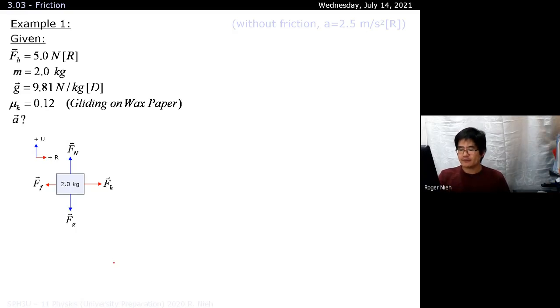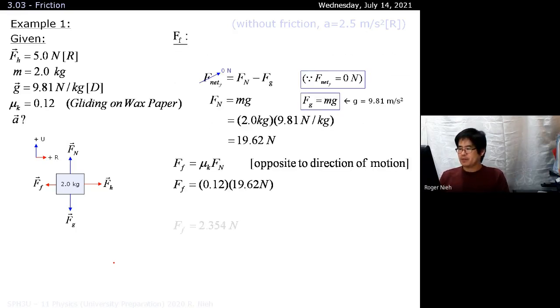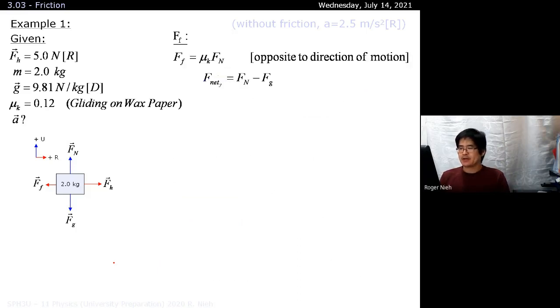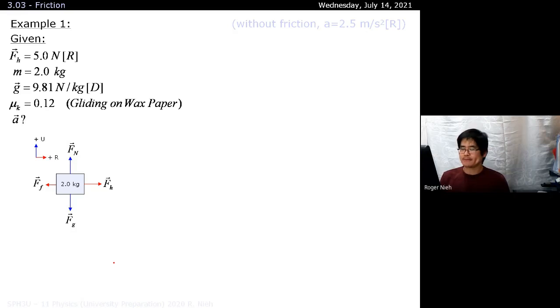Now that we have the free body diagram completed, let's start solving this problem. I'll solve it with you in real time. It is pre-animated, but maybe it helps if I tell you what's happening each step of the way, so that we have a better understanding of what's going on.